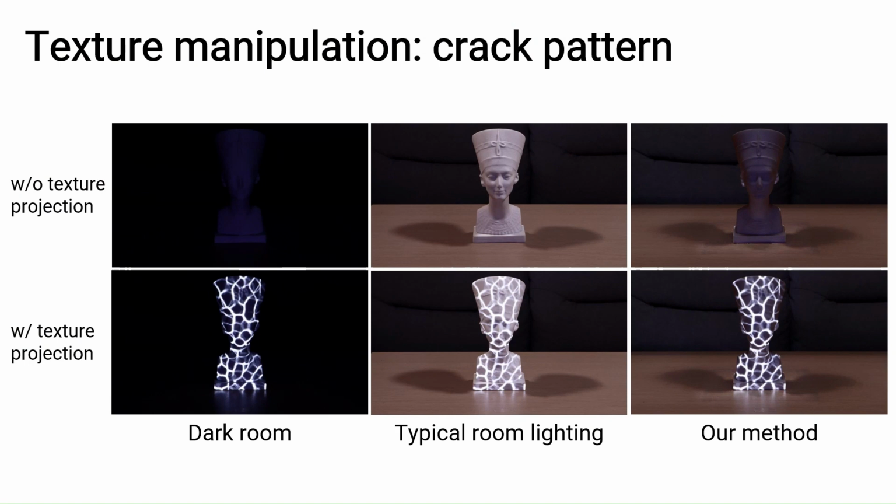Before texture projection, we demonstrate that our method can selectively remove environmental light from the target object, while typical lighting significantly increases the brightness of the target. The projection mapping results demonstrate that our method can manipulate the target's appearance under environmental lighting, while minimizing the intensity elevation in dark areas of the projected texture compared to the typical lighting.